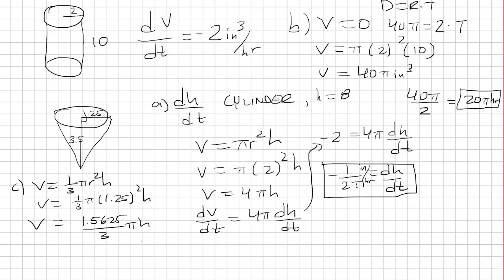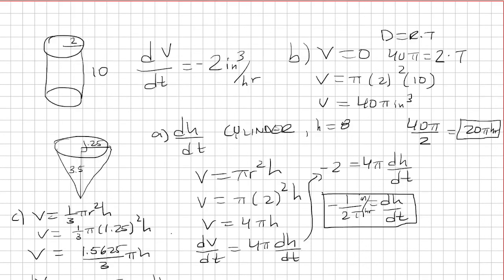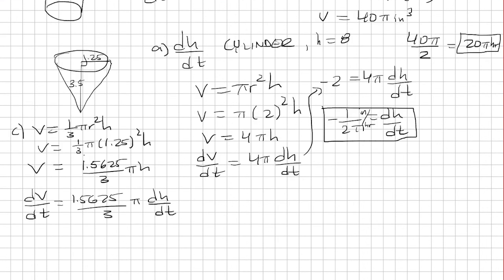Now we'll take the derivative with respect to time. So that's going to be 1.5625 over 3 pi times dH over dt. So what's happening here is this cylinder is leaking into this cone. So the rate at which this is leaking is the rate at which this is growing. So if the volume here is decreasing by 2, that means the volume is increasing by 2 here. So dV over dt has to be positive 2.